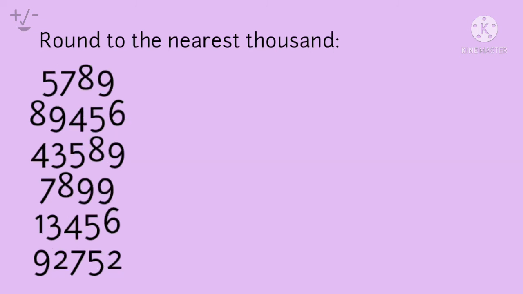Now let's round to the nearest 1000. When we're rounding to the nearest 1000, we need to focus on the hundreds column. So in the first question, 5789, we need to focus on the number 7. Since 7 is greater than 5, we round up the original number to 6000. For the second question, 89,456, we need to focus on the number 4. Since 4 is lower than 5, we round down our original number to 89,000.